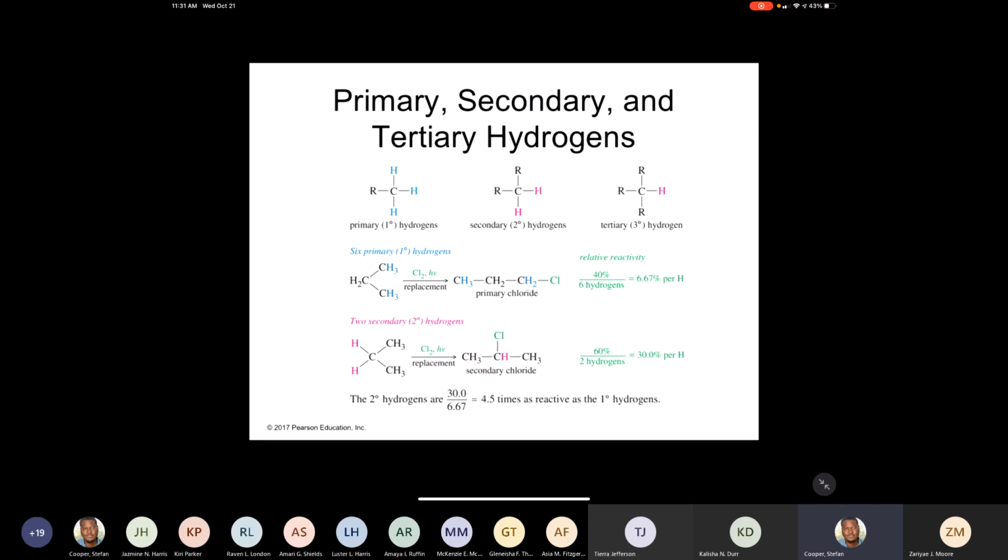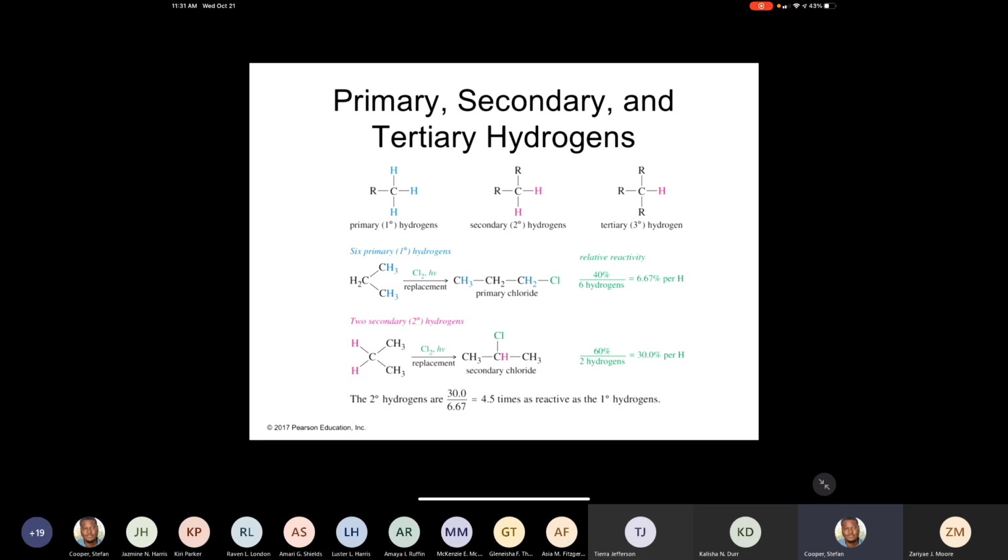Okay, so we want to start to talk about the differences between primary, secondary, and tertiary hydrogens. And this is going to have a major influence on which hydrogen is going to be extracted in your propagation step, which is step 2 of our free radical chain. So first, can we recognize the difference between these?